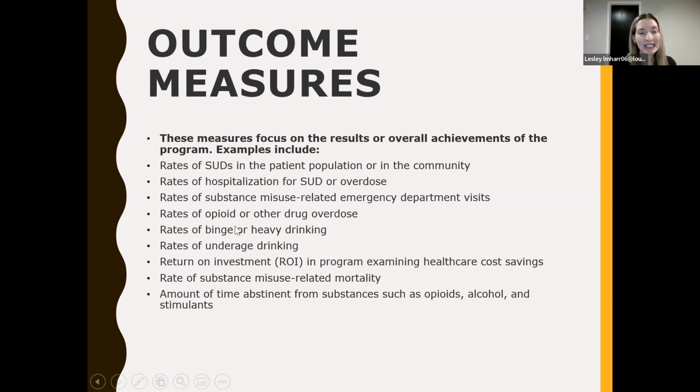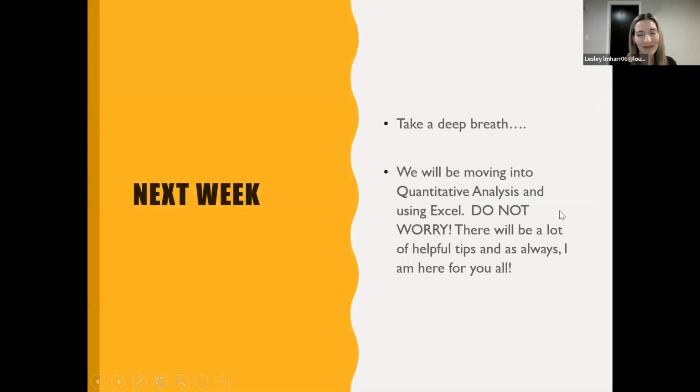So as you can see, some of this is counting, and then some of this can be measured with a scale. Binge and heavy drinking is often measured by an actual scale that has validity and reliability and has been tested and normed on different populations.